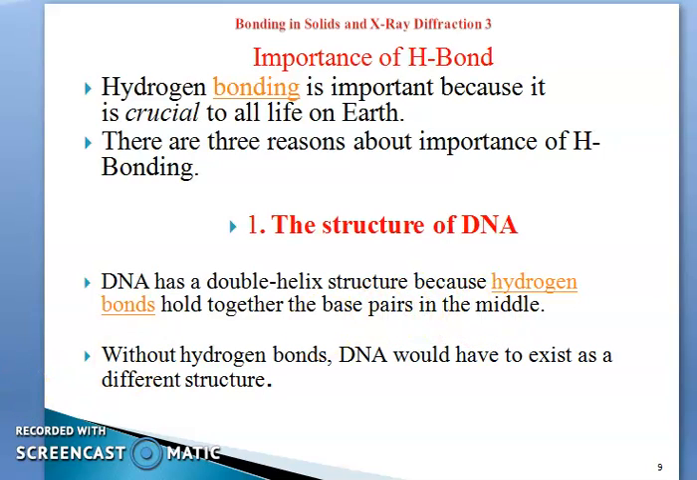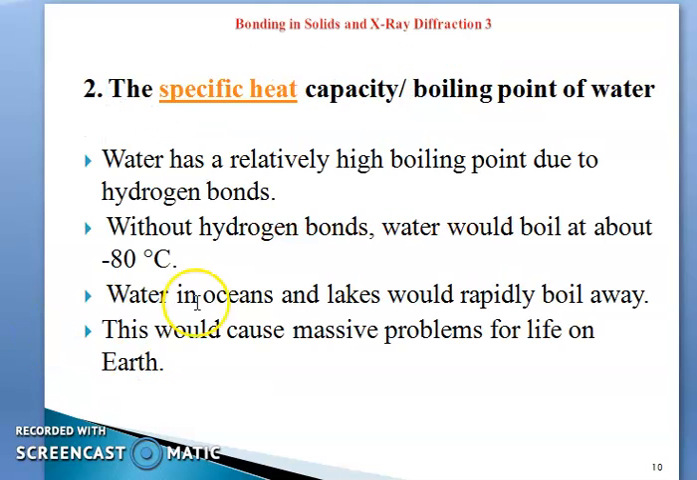the middle. Now let's turn towards one more example. Second reason, the specific heat capacity or boiling point of water. You are familiar with the concepts of specific heat capacity and boiling point of water. You are well aware that the boiling point of water is what? 100 degrees Celsius. What is meant by boiling point? You know, boiling point means what?